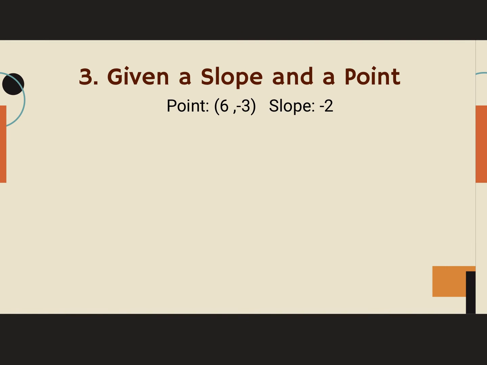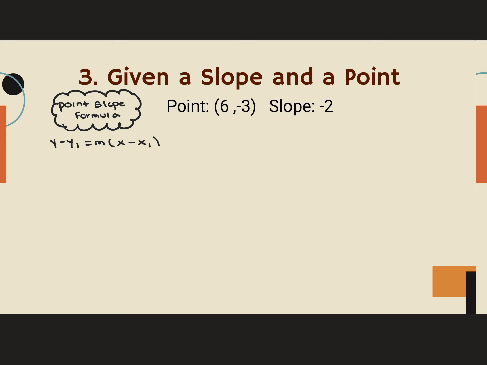In a situation when given a slope and a point, we use what's called the point-slope formula, which is y minus y1 is equal to m times x minus x1. This formula is another formula that you will have to remember that will not be given to you on the SOL.